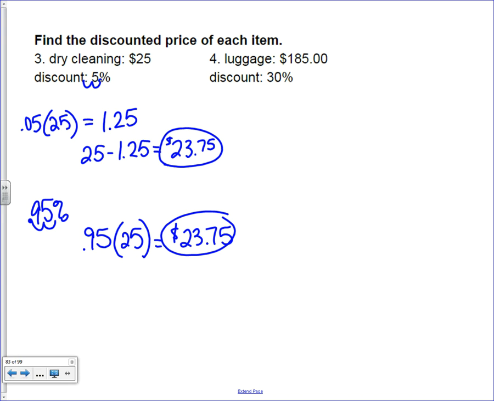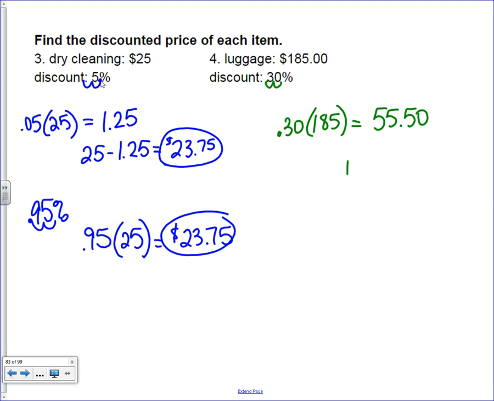Now I'm going to buy some luggage. Well, it's going to be discounted 30%. So if I move that 2 spots, I get 0.30 times my luggage. Gives me a discount of $55.50. Okay, remember, make sure you round to the nearest cent. That is 2 decimal places.